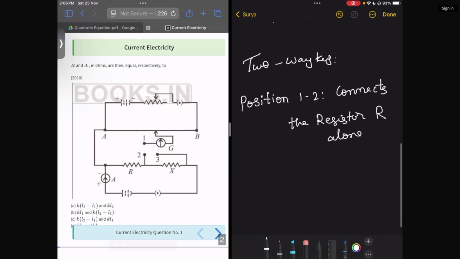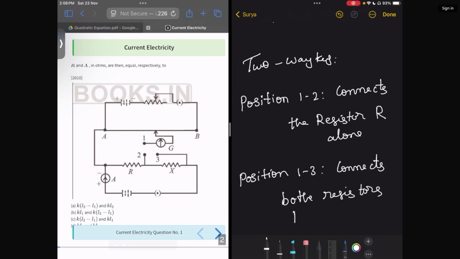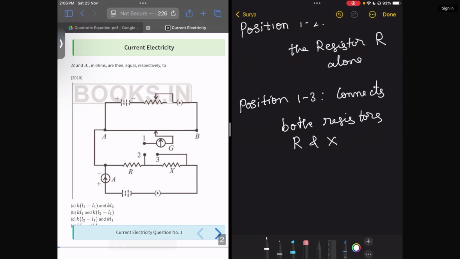If you use the two-way key as 1 and 2, it connects only resistor R. If you use position 1 and 3, it connects both the resistors R and X. Here the resistors R and X are the resistances whose values we want to determine, in terms of K and L.